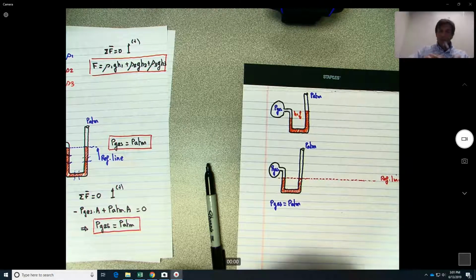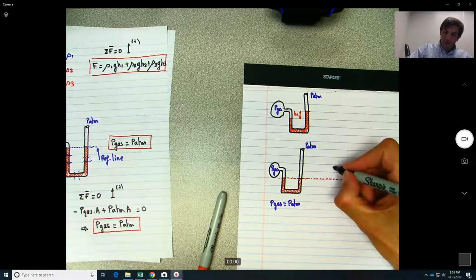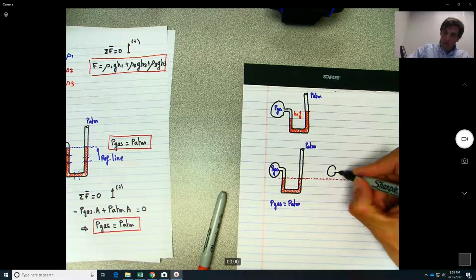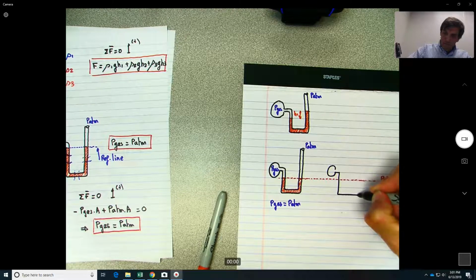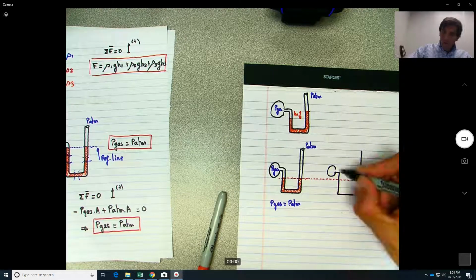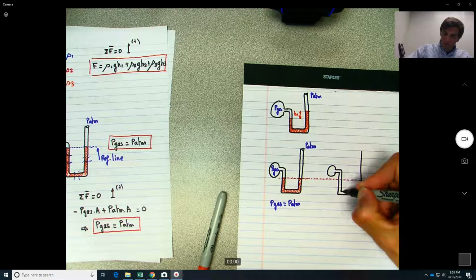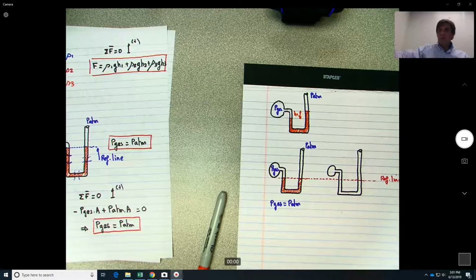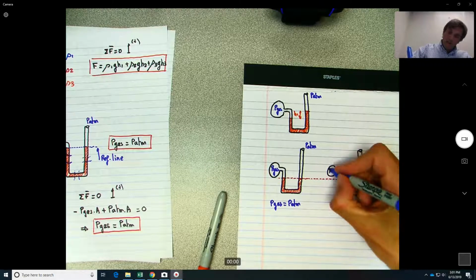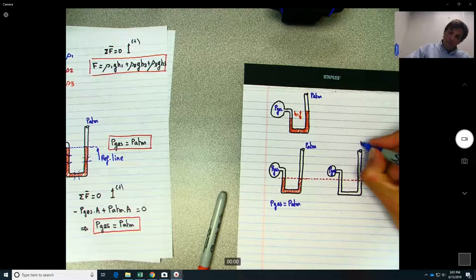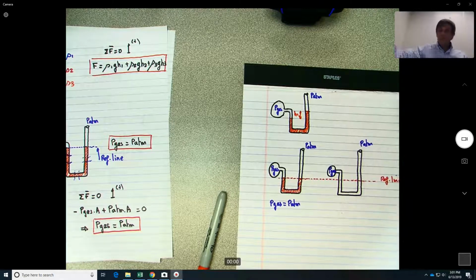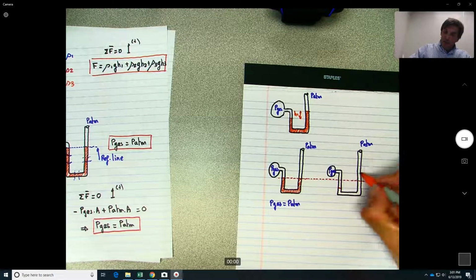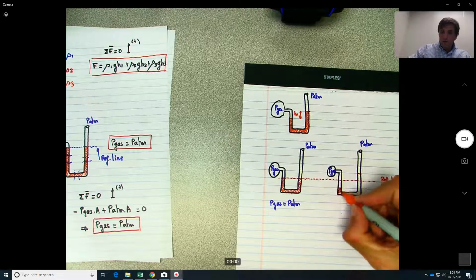Okay, and now I'm just going to be doing exactly the same figure over here. With P gas, P atmosphere. But this time, let's say the fluid is going to go down one level on this side, so it should come up one on the other.